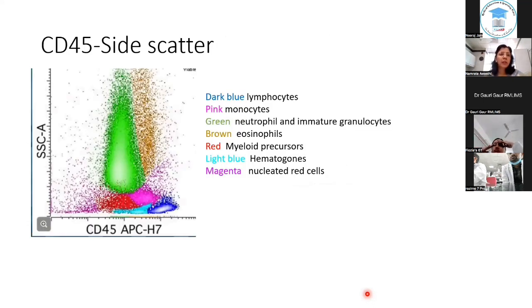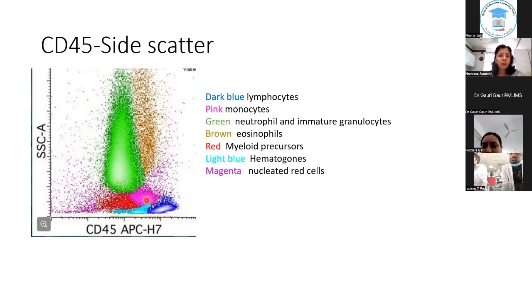Now, this is the most basic important plot for acute leukemia diagnosis. This is a CD45 versus side scatter, with CD45 on the x-axis and side scatter on the y-axis, or it can be other ways also. It just depends on how comfortable you are. So if you look at this dot plot, this blue population, which has a higher CD45 and a lower side scatter, is the lymphocytes, the mature lymphocytes.